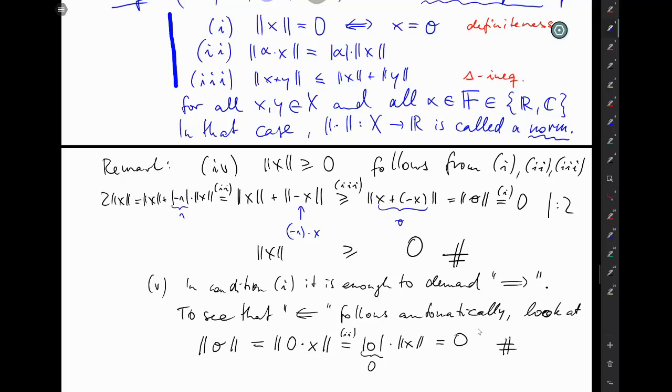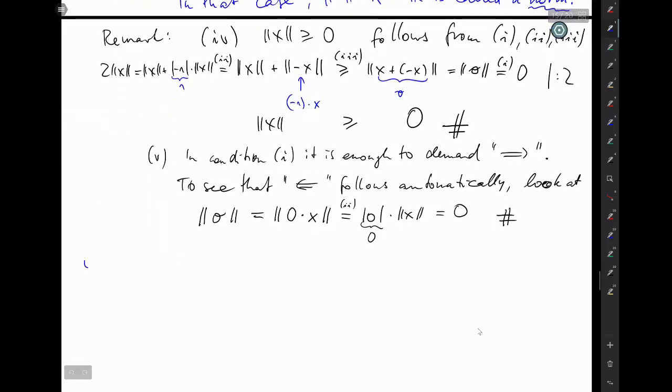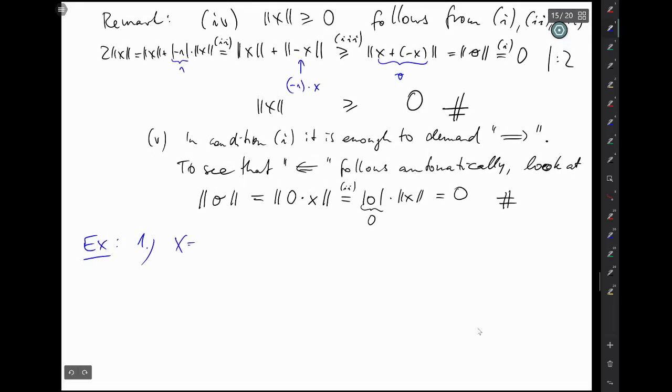Okay, so time for examples. As a first example, let's simply take our good old R^n. n is a natural number, could be 1, then it would be just the real numbers, and we know that this is a vector space. We know how to add vectors. So little x looks like this. It has components x1 until xn, which are all real numbers, and we have the usual addition, we have the usual multiplication by scalars, and so on.